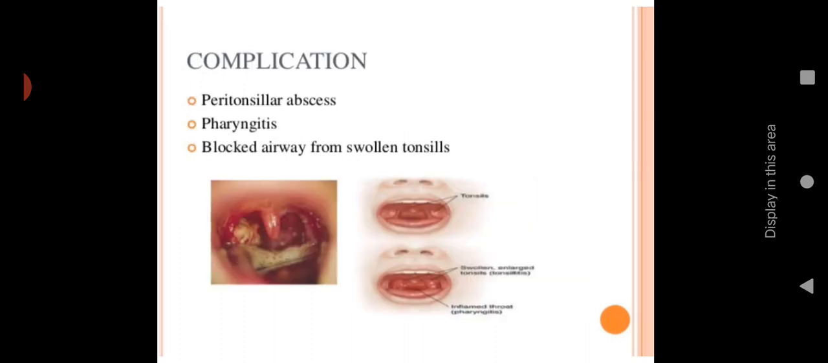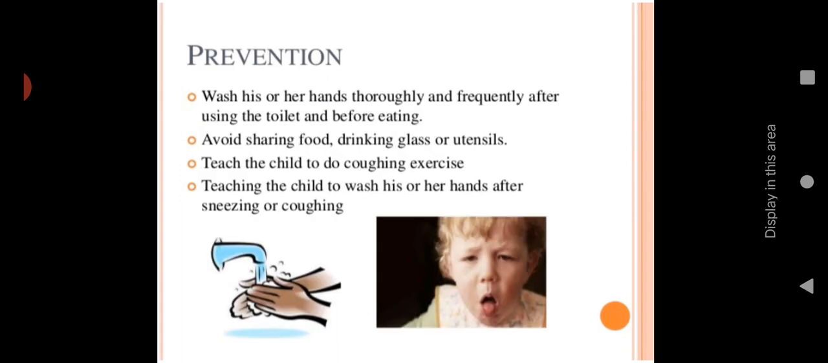So this is all about the management. Then the complications include peritonsillar abscess. If the tonsillitis is not treated properly, it can lead to peritonsillar abscess, pharyngitis, and a blocked airway from swollen tonsils. These are the possible complications if tonsillitis is not treated properly.